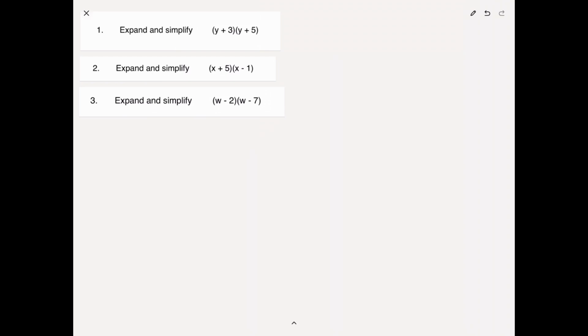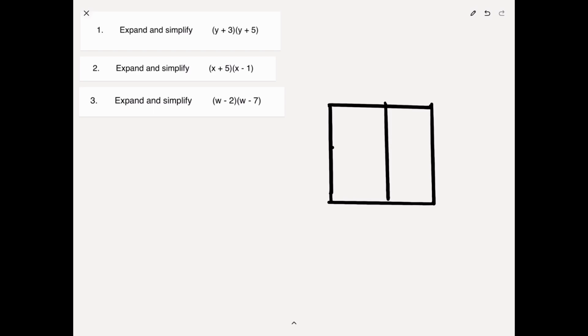Now we're still going to use the grid method, but this time we're going to draw ourselves a 2 by 2 grid. And that will look something like this. Now, we're still going to have our times sign in the corner, but this time we're going to put this y plus 3 down the side and the y plus 5 on top. Wouldn't matter which way I did, I could put y plus 3 on top, y plus 5 down the side, wouldn't matter. Still give us the same answer.